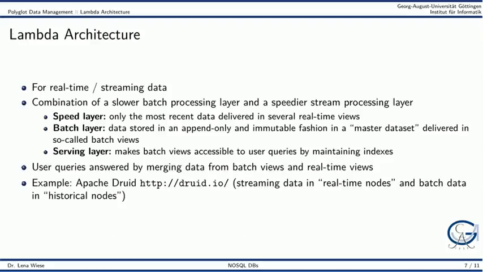As a second option for polyglot data management, we will look at the Lambda Architecture. The Lambda Architecture addresses real-time requirements for processing streaming data. The Lambda Architecture combines batch processing for historical data with stream processing for more recent data. The so-called speed layer collects the most recent data and delivers them in so-called real-time views.